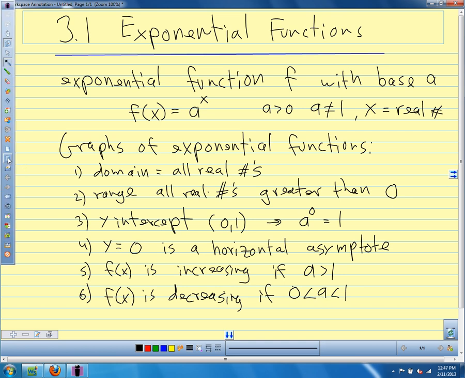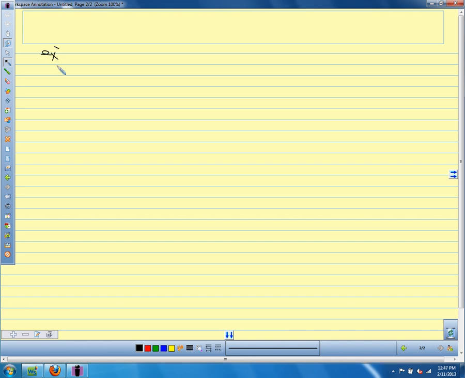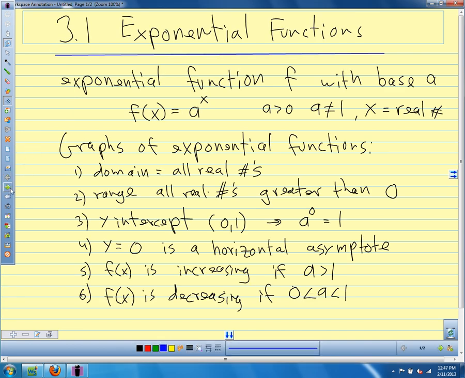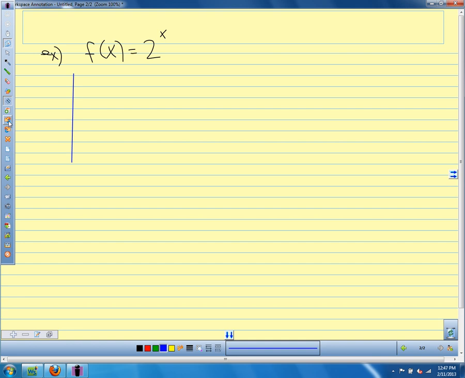So let's sketch a quick graph of f of x equals 2 to the x. So our base is greater than 1, so we know that our function is going to be increasing. So if I draw a quick graph here, and it doesn't have to be perfect and beautiful. And I'll go further this way as well.